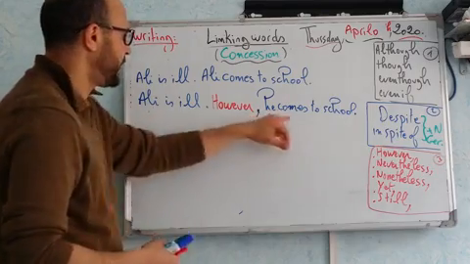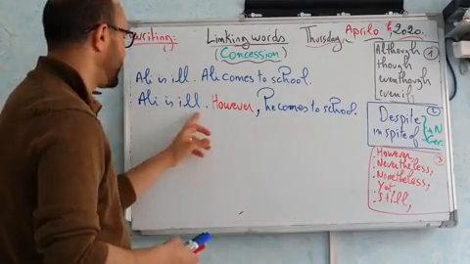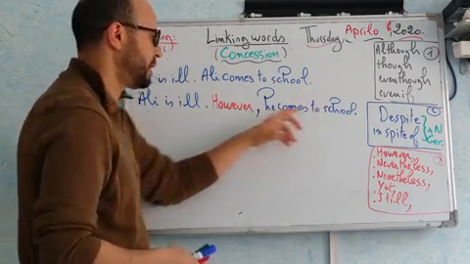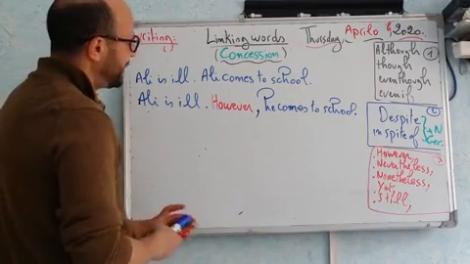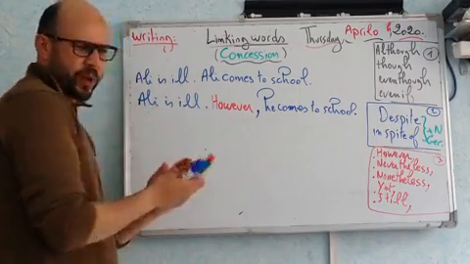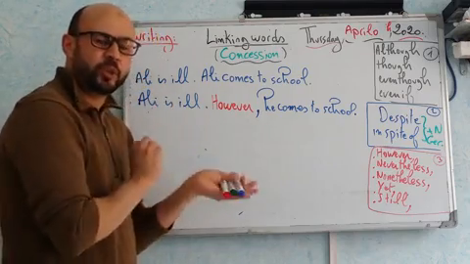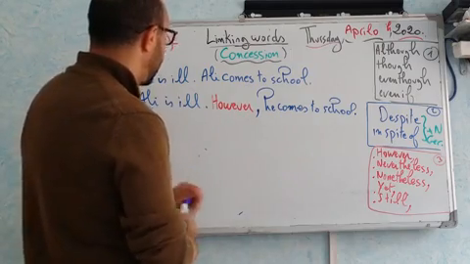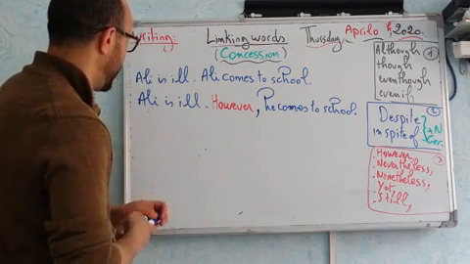Ali is ill, however, he comes to school. So we can use all of them here. Ali is ill, nevertheless, he comes to school. Ali is ill, nonetheless, he comes to school, etc. So the lesson is quite easy if you understand the two sentences and which one you are going to begin with, and which one to put in the second place.